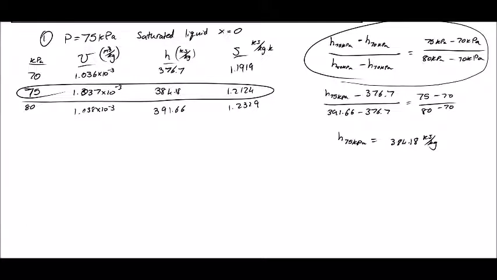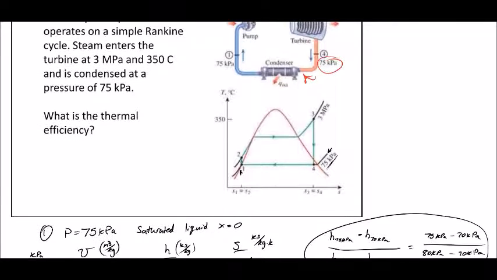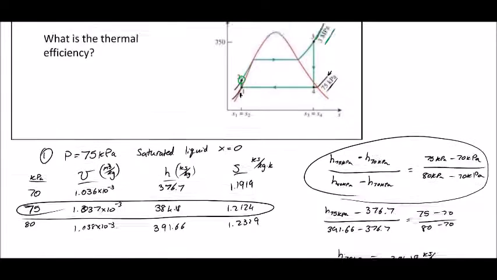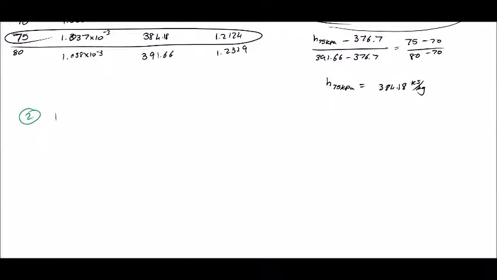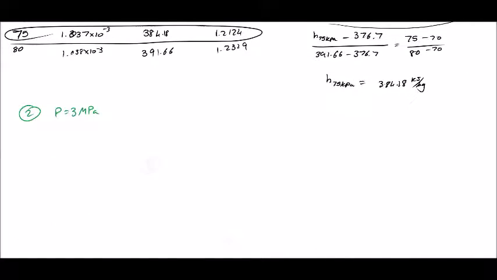Alright, so now let's move on to state 2. I love changing colors, so I'm just going to use different colors. At state 2, we know that the pressure is 3 megapascals. That's right here. State 2 is on the isobaric line for 3 megapascals. So that's our pressure at 2: P2 equals 3 megapascals. Now, looking back at our diagram, we can see that from point 1 to point 2 is a straight line up, meaning that there is no change in entropy. It is an isentropic process.